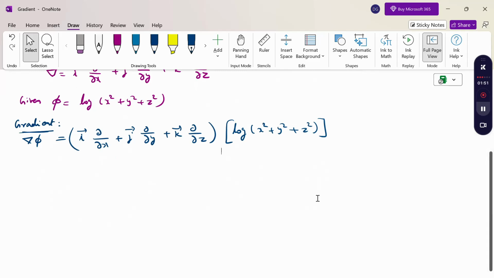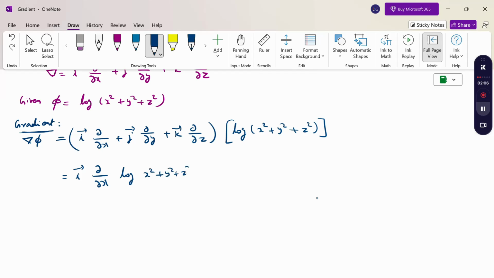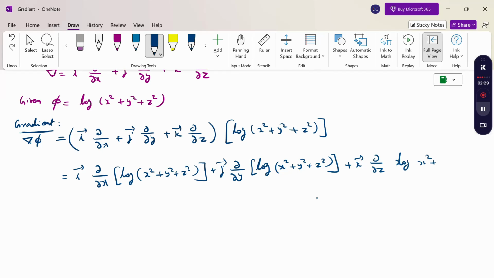Now multiply with each and every term: i vector dou by dou x of log of (x square plus y square plus z square), then plus j vector dou by dou y of log of (x square plus y square plus z square). Just multiply the phi value with each and every term, plus k vector dou by dou z of log of (x square plus y square plus z square).